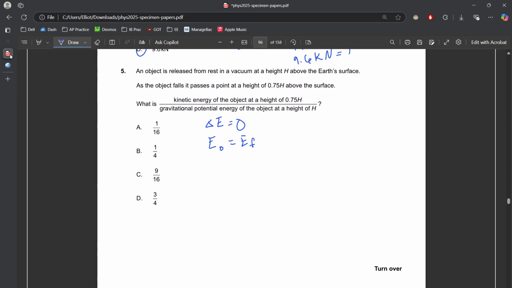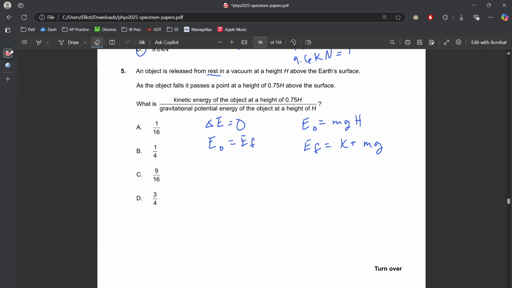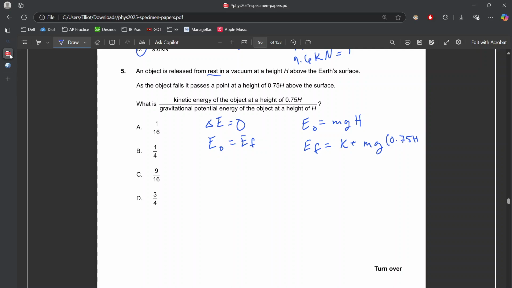Energy initial is just equal to mg and then h. But your energy final is going to be equal to kinetic energy, because it's moving because it's falling, and it wasn't moving before, remember, it's at rest, plus mg times, not 4, sorry. I like fractions, but I know most people like decimals, so I'll leave it at 0.75 h.